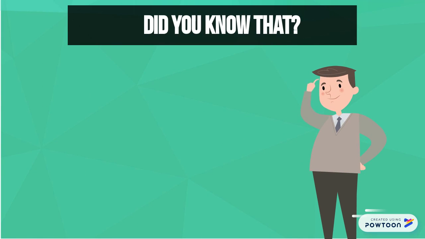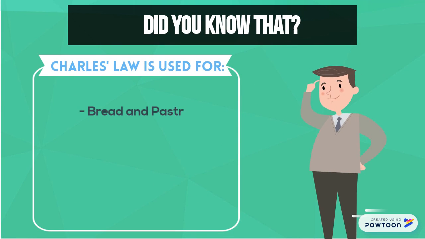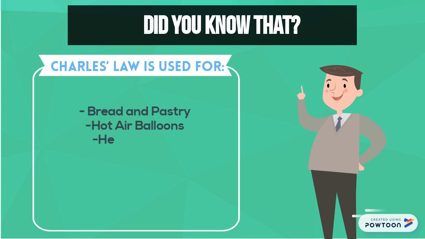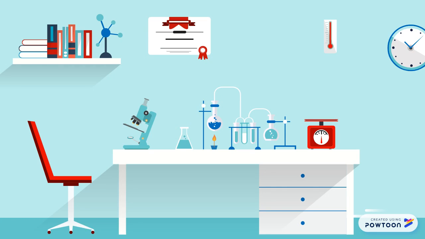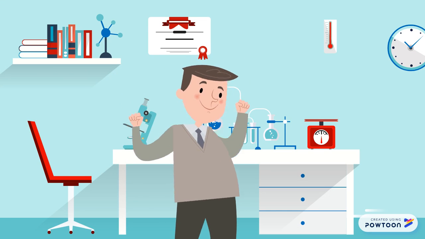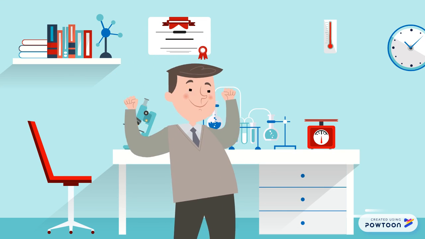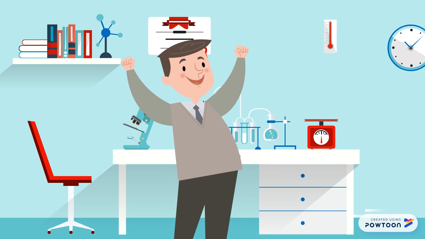Did you know that Charles' Law is used for bread and pastry, hot air balloons, helium gases, deodorant bottles, and tire tubes? To sum it all up, Charles' law states that volume and temperature are directly related to each other. As volume goes up, the temperature also goes up, and as the volume goes down, the temperature goes down.